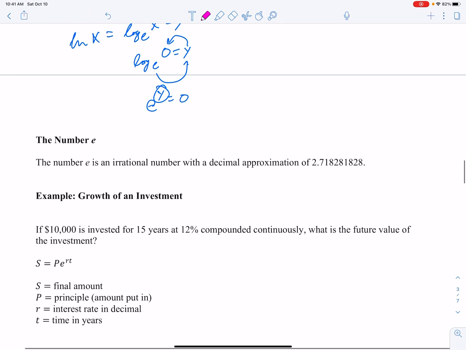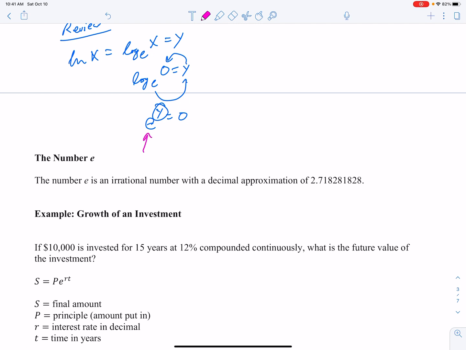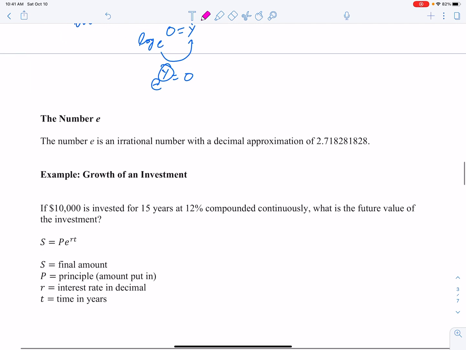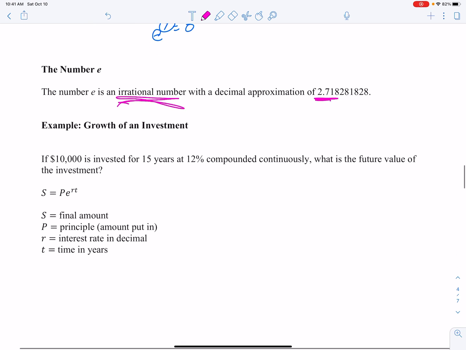The number e, we just worked with e a little bit right here, but just to refresh your memory, the number e is an irrational number, right? Irrational, remember, means you cannot write it as a fraction, with a decimal approximation of 2.718, etc. 2.71 is about where most people remember. The number e is used a lot in exponential growth and decay. All right, an example would be growth of an investment.